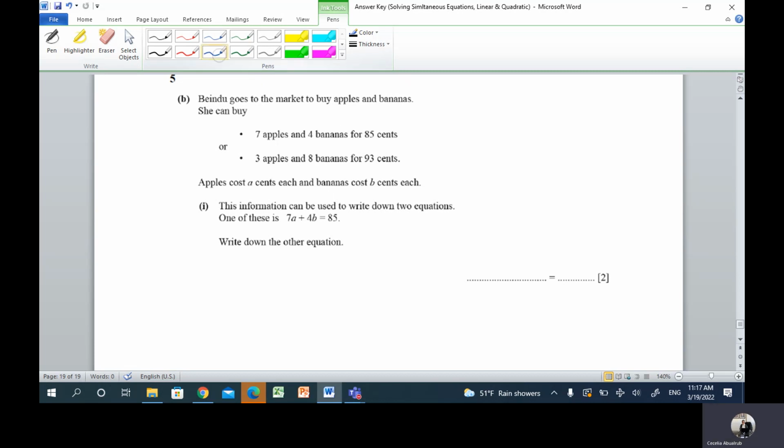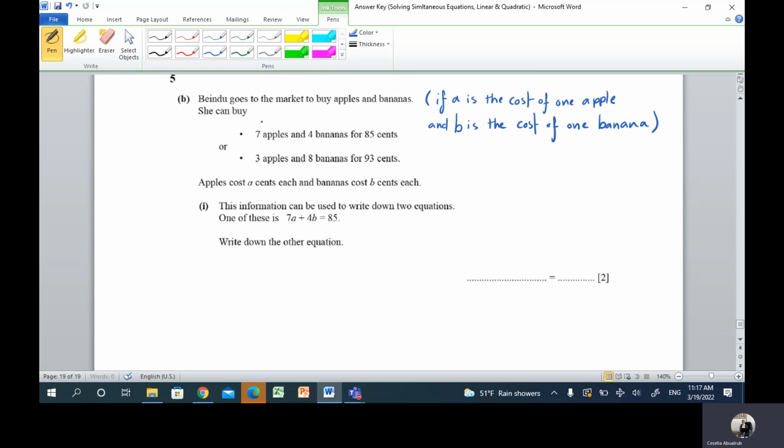So remember, guys, we're going to say if A is the cost of 1 apple and B is the cost of 1 banana. Then we work as translators when it comes to word problems.